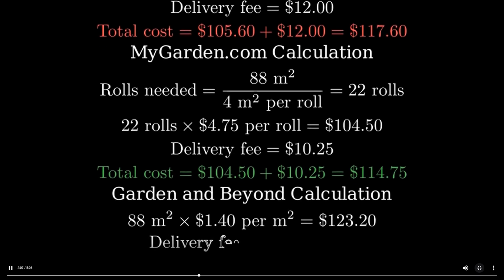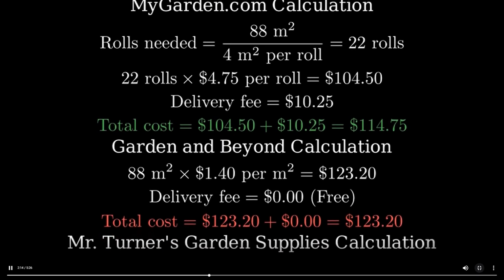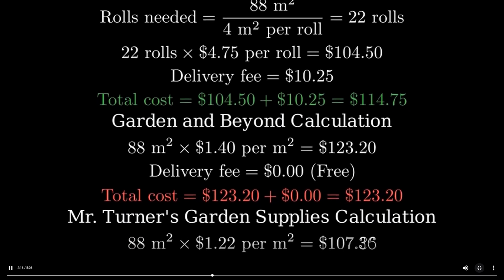For Garden and Beyond, the lawn costs 88 square meters multiplied by $1.40 per square meter, which is $123.20. Since delivery is free, the total is also $123.20.